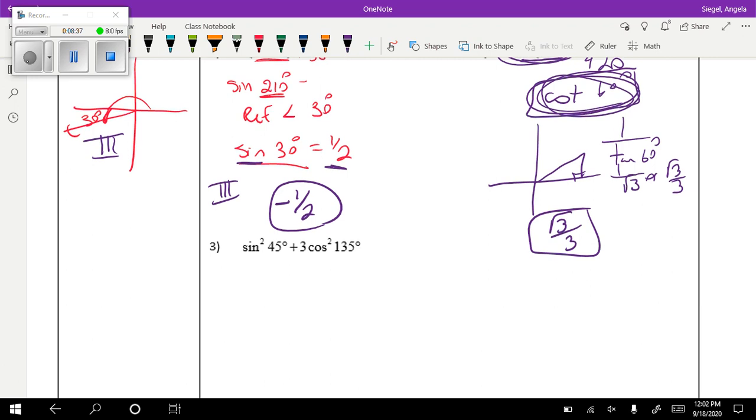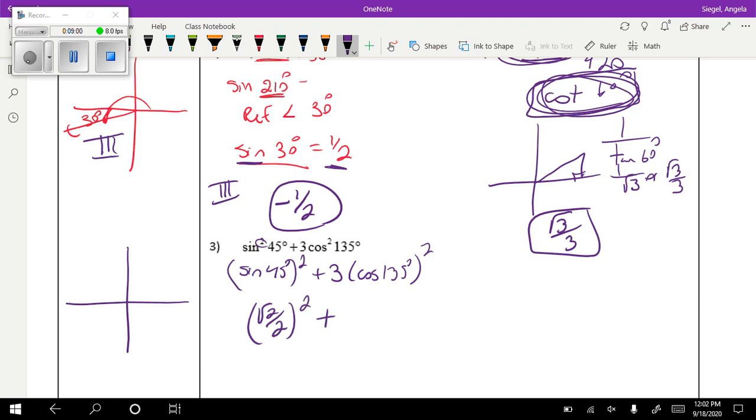Okay, so let's try number 3. As I've said before, the sine of 45 degrees squared, that's what that notation means. And then cosine of 135 squared. The sine of 45 is going to be the square root of 2 over 2, and we're going to square it. Now the cosine of 135. 135 is in quadrant 2, and that's going to be a 45-degree reference angle. So the cosine of 45 degrees is also square root of 2 over 2.